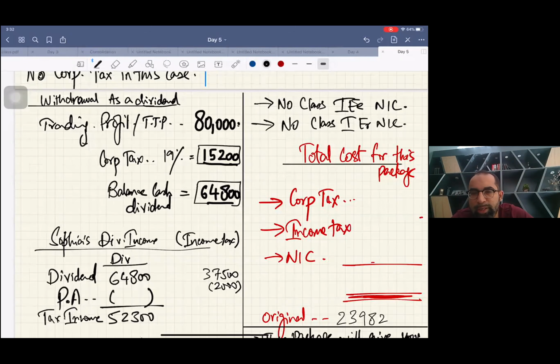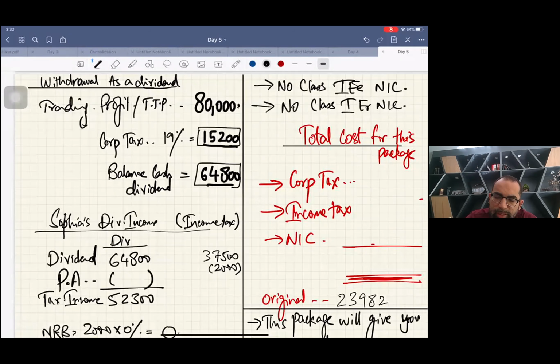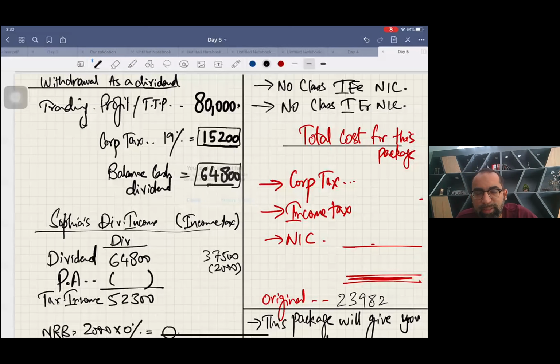Now, let's do it again. 64,800 will be the dividend income for Sophia. No other income, so definitely this will be your total income, your net income, your ANI. And when your ANI is less than 100,000, you will have a personal allowance of 12,500. So 64,800 minus 12,500 is 52,300.